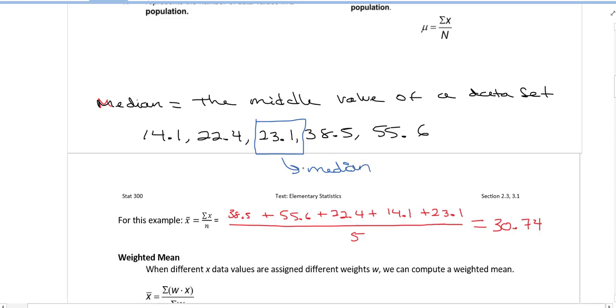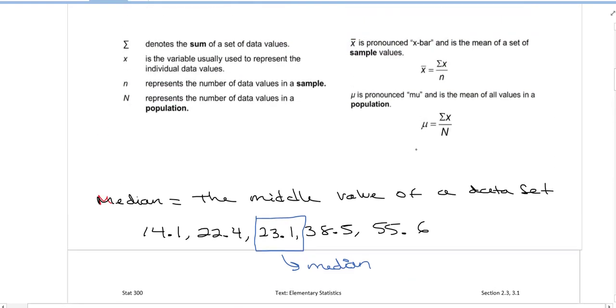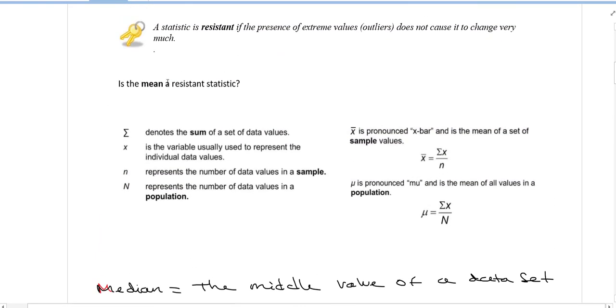So this is another measure of center. And notice how far the median and the mean are from one another, 23.1 versus 30.74. And that's because of this large value, 55.6. And so this is why we say that the mean is not resistant.